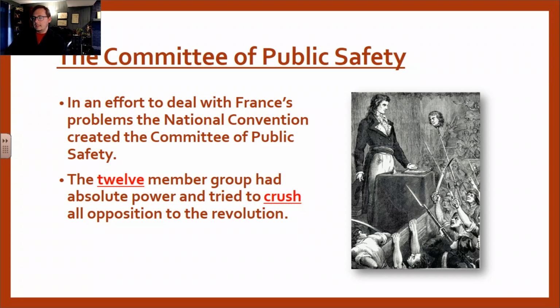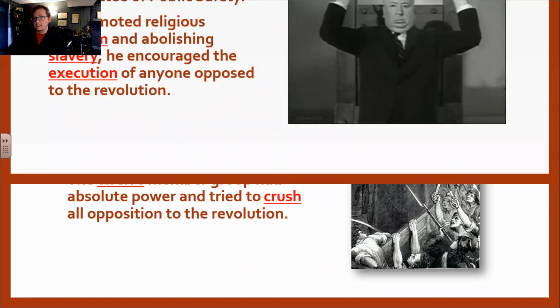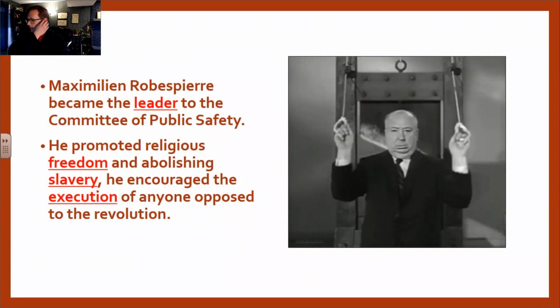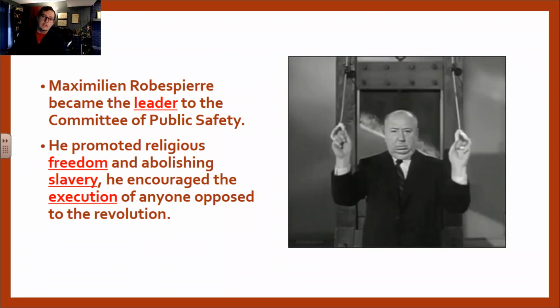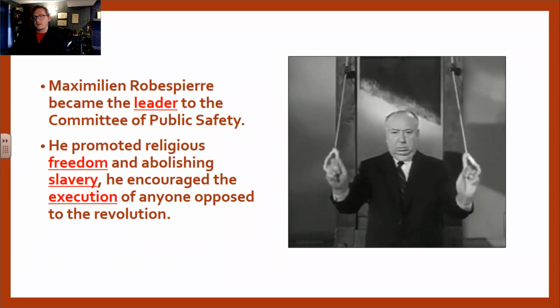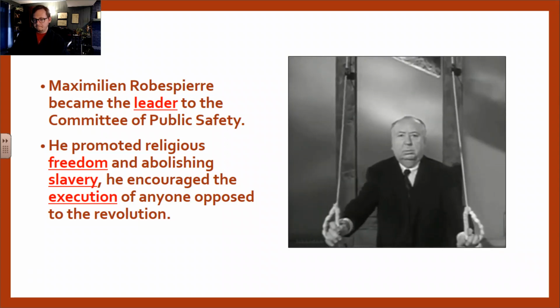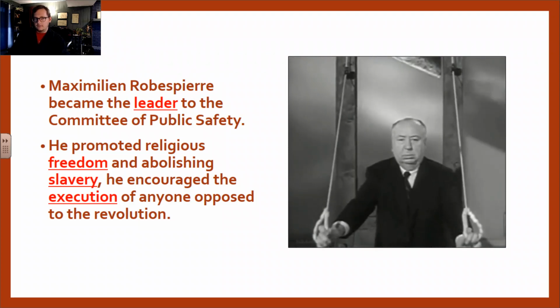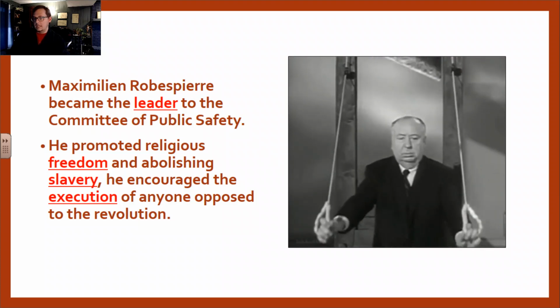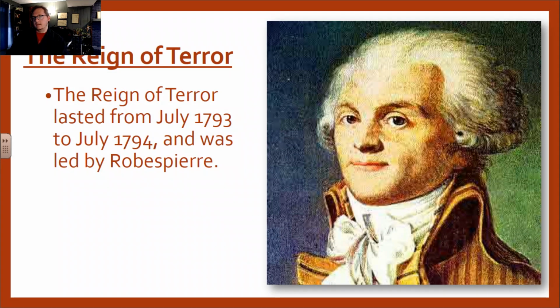And the guy leading this Committee of Public Safety is Maximilien Robespierre. You probably remember his name being said in the documentary. He's probably the most prominent figure of the French Revolution, so you want to remember his name. He brings the French Revolution into its bloodiest stage, and that is the Reign of Terror. The Reign of Terror goes from July 1793 to July 1794, and led by this man here, Maximilien Robespierre.